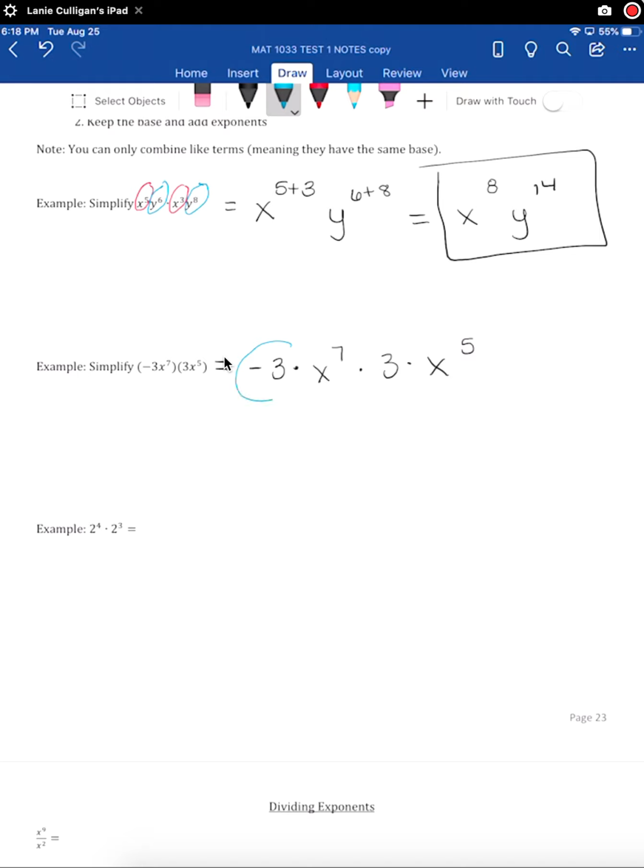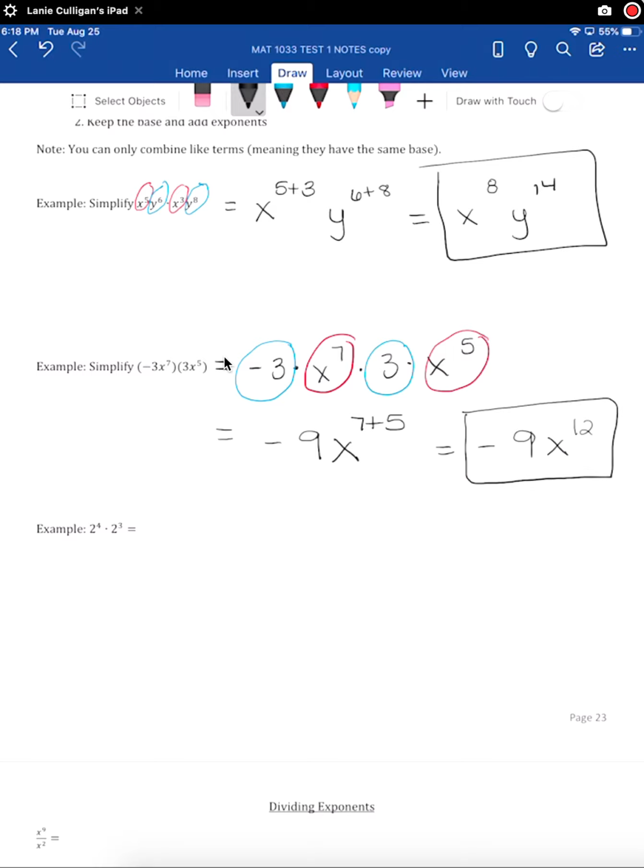So we have negative 3 times negative 3. Those are coefficients, just numbers out front. Negative 3 times negative 3 will give us positive 9. Now combining our x's, x to the 7th power times x to the 5th power. We're multiplying, so we can add our exponents. So 7 plus 5 will give us 9x to the 12th power as our final answer.